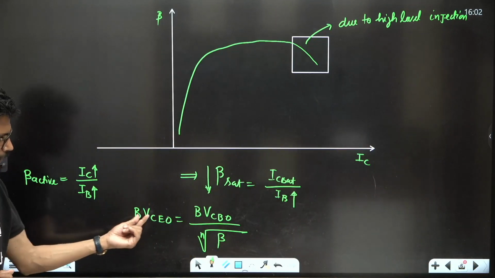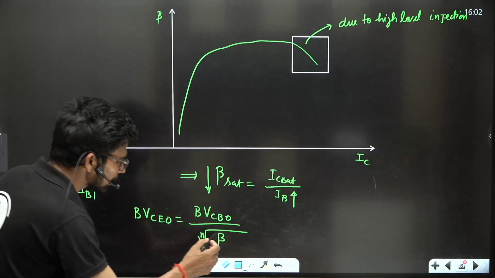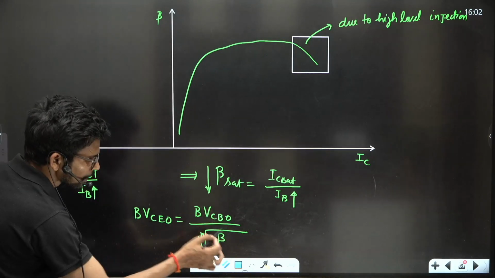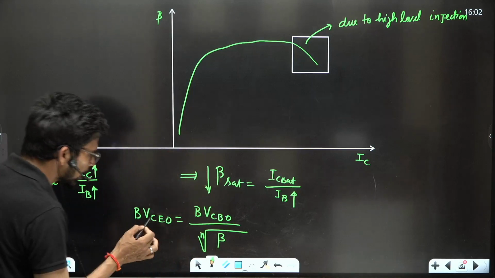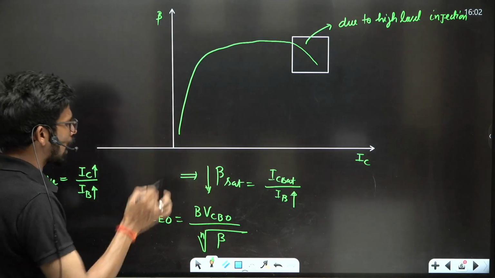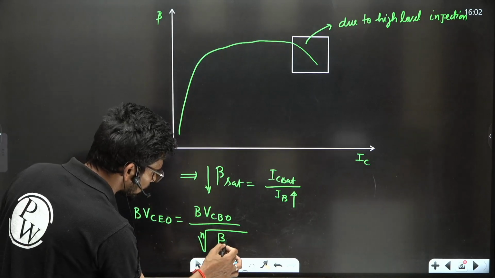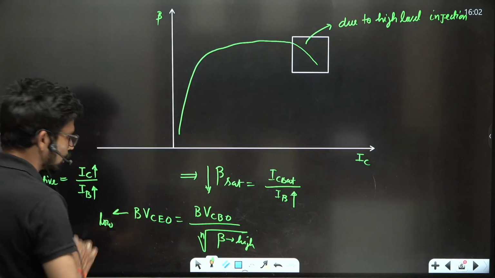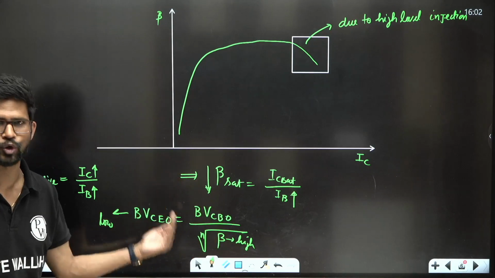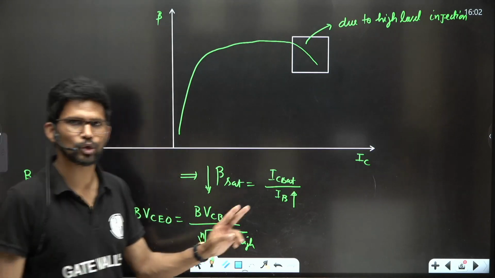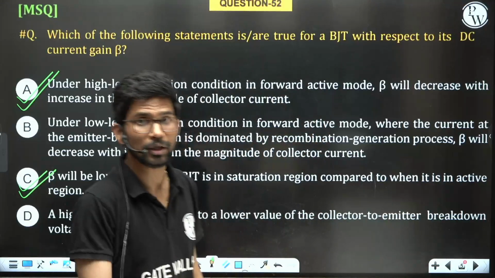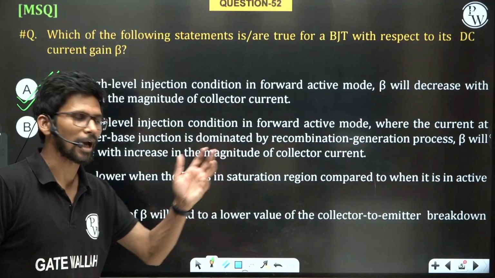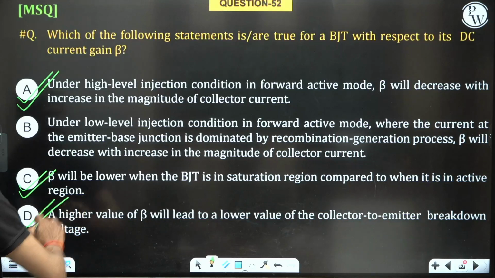BVCEO is the collector to emitter breakdown voltage. At a higher value of beta, the denominator will be higher and this ratio will be lower. Therefore, the collector to emitter breakdown voltage will be low when beta is at a higher value. So this option D is also correct.